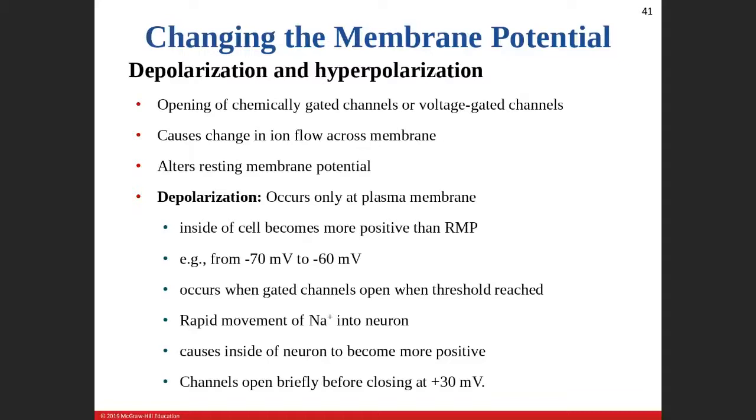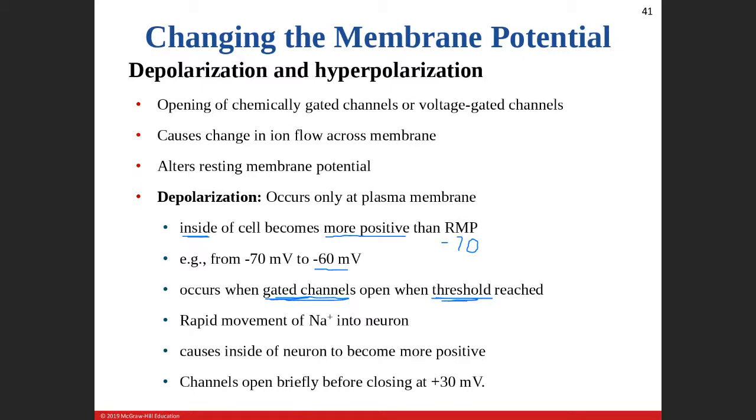So, when we make the inside of the cell more positive than our negative 70, or you can say less negative, that basically means we're going to go from negative 70 to negative 60, negative 50, negative 20. How do we do that? We are going to open up those gated channels that we were talking about, chemically gated or voltage gated, doesn't matter. There's a stimulus that we need to open them up, and we call that the threshold. More on that in a second.